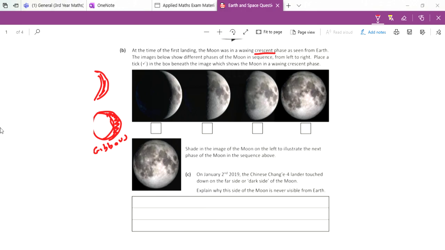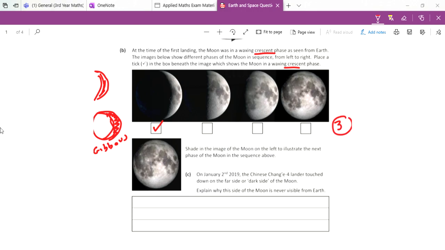So in this one they're asking us about a waxing crescent phase as seen from Earth. The images below show different phases of the moon in sequence from left to right. Place a tick in the box beneath the image that shows the moon in a waxing crescent phase. So that's going to be that moon there. That's the waxing crescent. Next, and that was worth 3 marks.